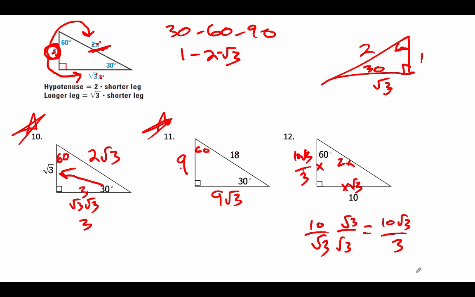Well, how do I double something like that? How do you double a fraction? You multiply it by 2. Please remember, you're only doubling the top number. It's times 2 over 1. 10 root 3 times 2 is 20 root 3 over 3.